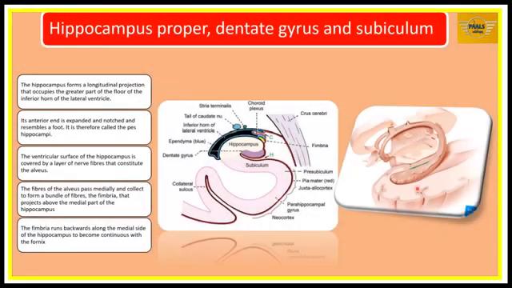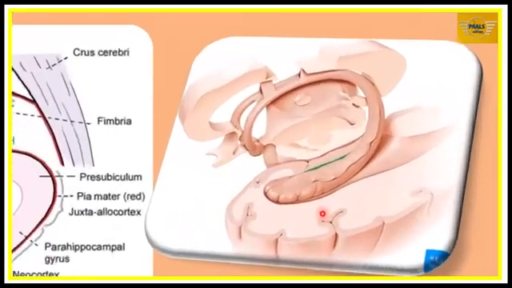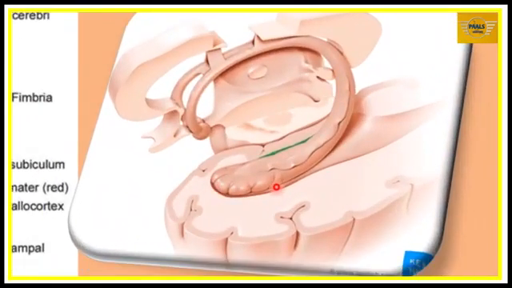The anterior end of the hippocampus gives this expanded notched appearance that gives the shape of a foot, as you can notice here. Because of this resemblance to a foot, it's also sometimes called the pes hippocampi.